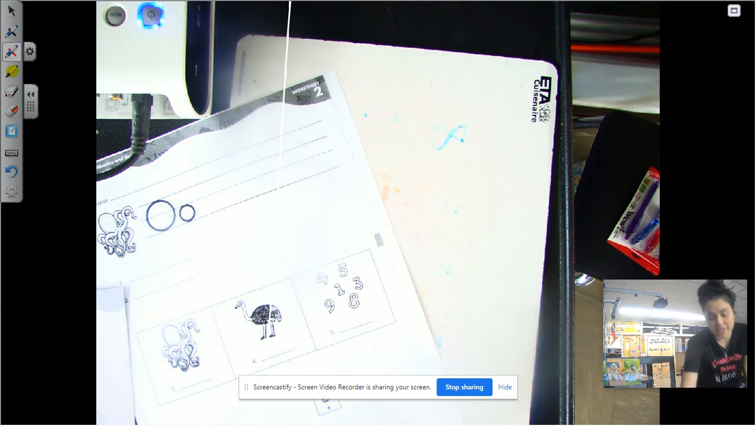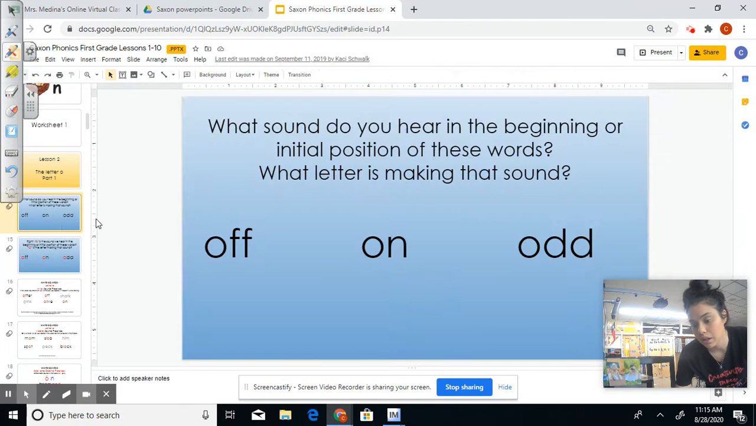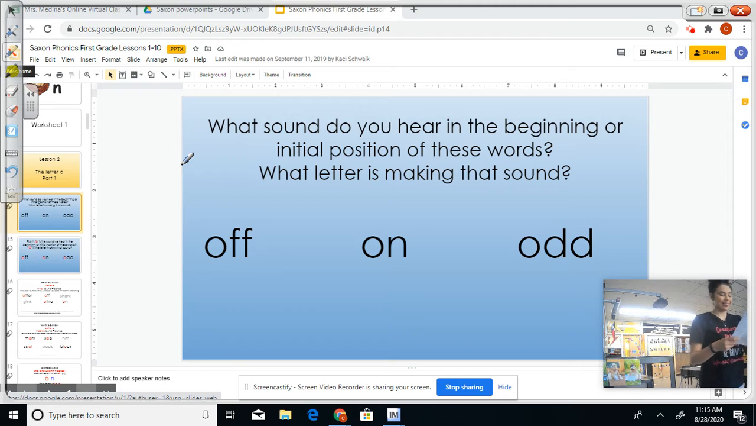Okay? Look at these words that are on my PowerPoint. Look at them. What letter, just think, if you were here, what letter would you circle in off, on, and odd that might make the aw sound? What letter do you think? That is right. The aw sound is the letter O. Look right here.